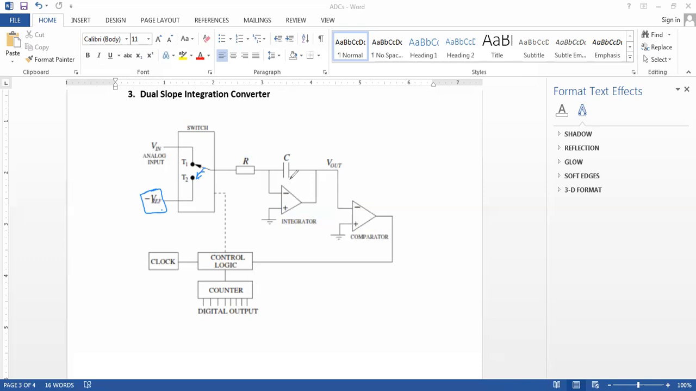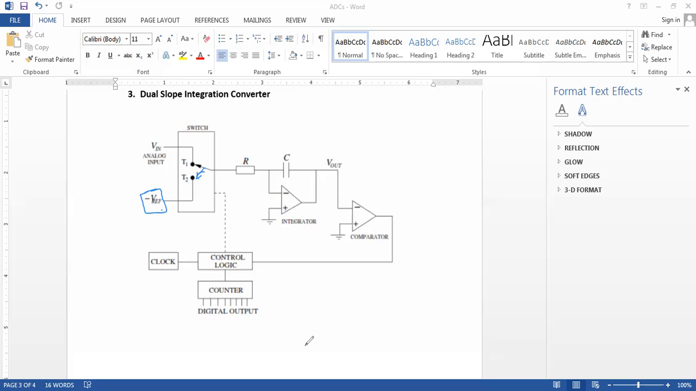And through the charging and discharging of the capacitor, we are able to obtain a digital code which is equivalent to the analog input voltage V in. And that is the construction and operation of the dual slope integration converter in its conversion from analog to digital signals.